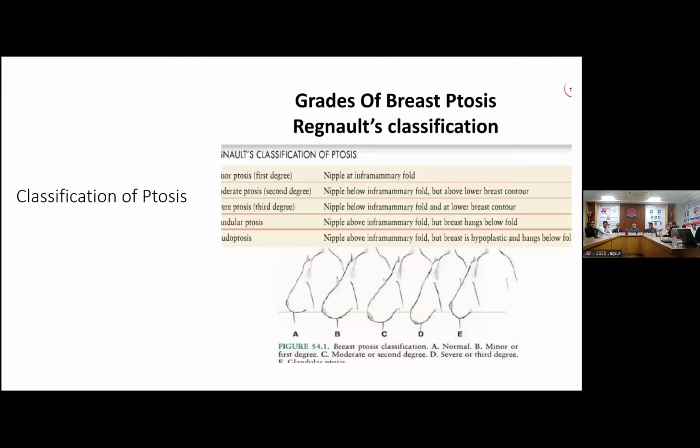Like how we measure the breast projections, primarily we require three measurements for any breast reconstruction. We need to know the ptosis of the breast, which is the projection of the NAC below the IMF. Normally it lies above the IMF. This is the Regnault classification for breast ptosis. The other is the cup size, which is the difference between the bust and the underbust size of the patient. Taking these two, we can decide which reconstruction option after surgery would be best for the patient.